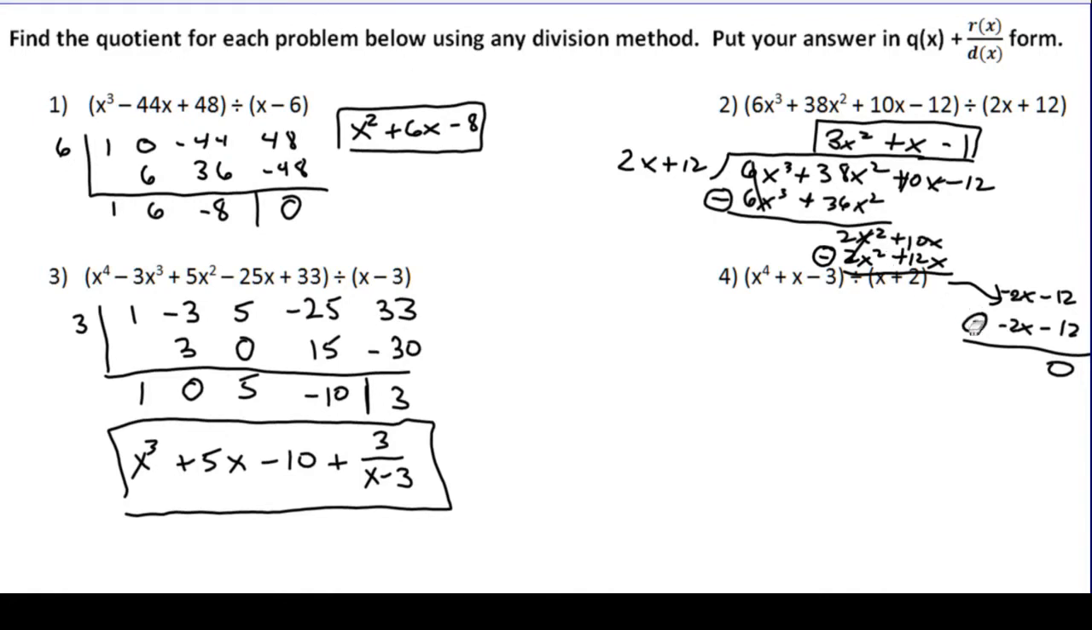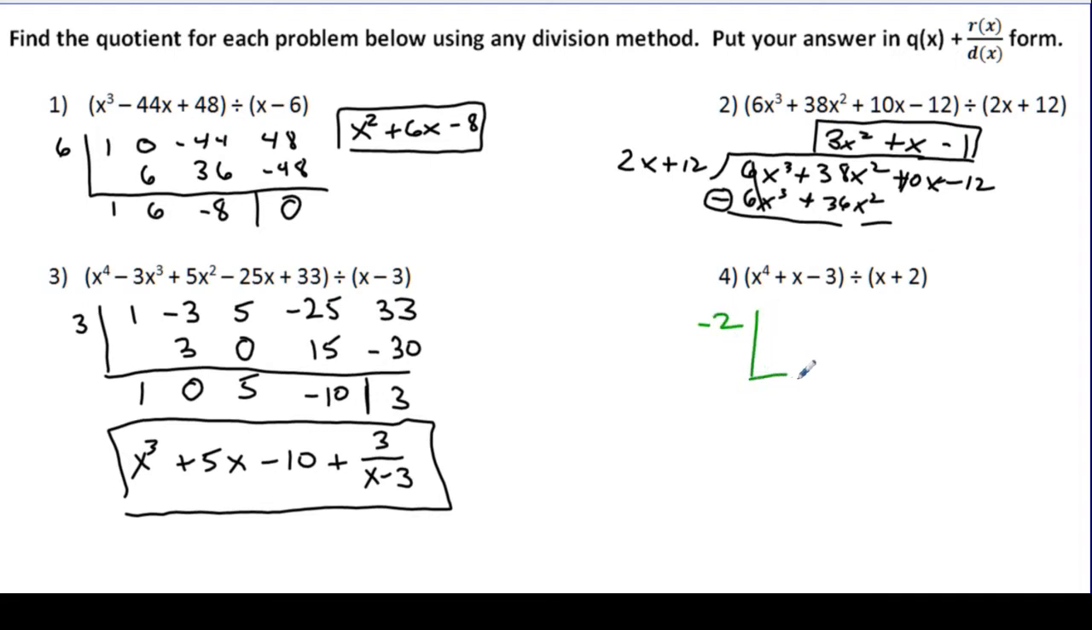Let me get rid of the stuff from the one above it. Took up a little bit too much space. All right, let's do this one. Okay, so it looks like I have x to the 4th, x, and a minus 3. I can do synthetic, so I'm going to use a negative 2 on the outside. Okay, and I'm going to put 1 for x to the 4th. I don't have any x to the thirds. I don't have any x squareds. I have 1x, and I have a negative 3.